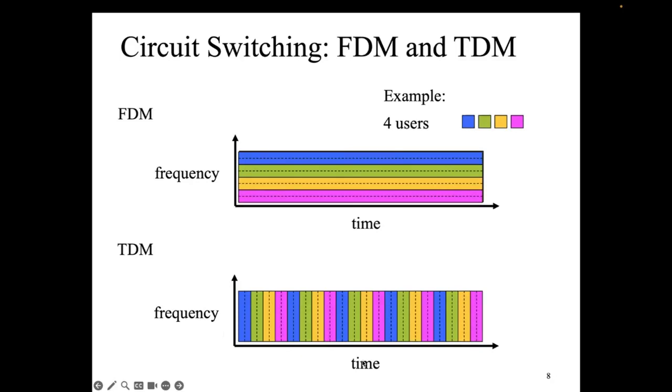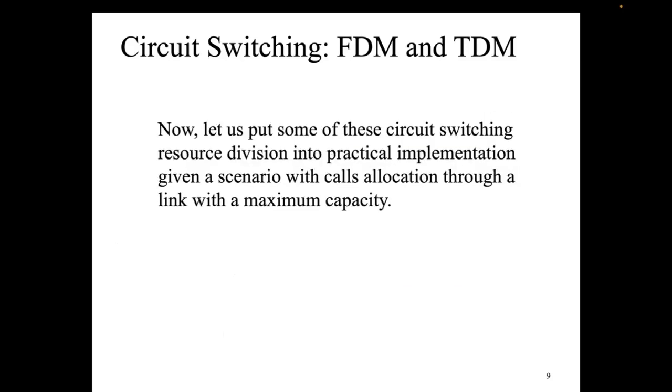So moving on. Now let's look at how you actually apply these in implementation, using some calculations and scenarios. We're going to go through some scenarios where we have to apply circuit solutions to address frequency bandwidth for a given link capacity that we have. So let's move on to that particular scenario.